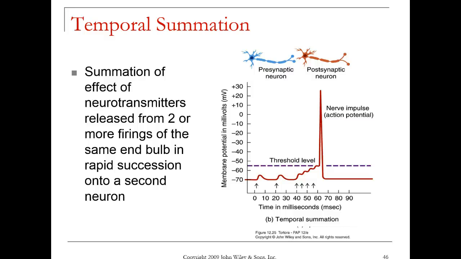Or, remember, you could also get temporal summation. So if you have neurotransmitters released from two or more firings of the same end bulb, so the same presynaptic neuron keeps releasing neurotransmitter once, twice, 3 times. If it's too slow, as you can see from looking down at the graph, the first 2 arrows are showing you where the release of the neurotransmitter and the effect dies out. It's too slow. But when they start coming really quickly, you could very quickly sum up all of the postsynaptic changes and finally hit the threshold.